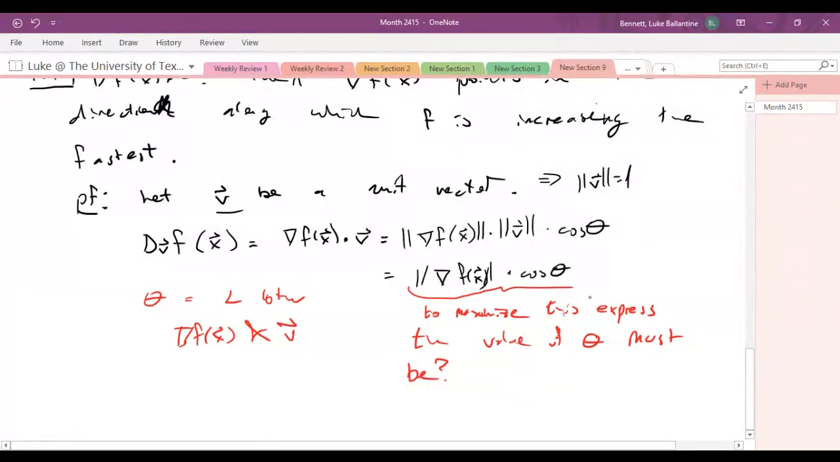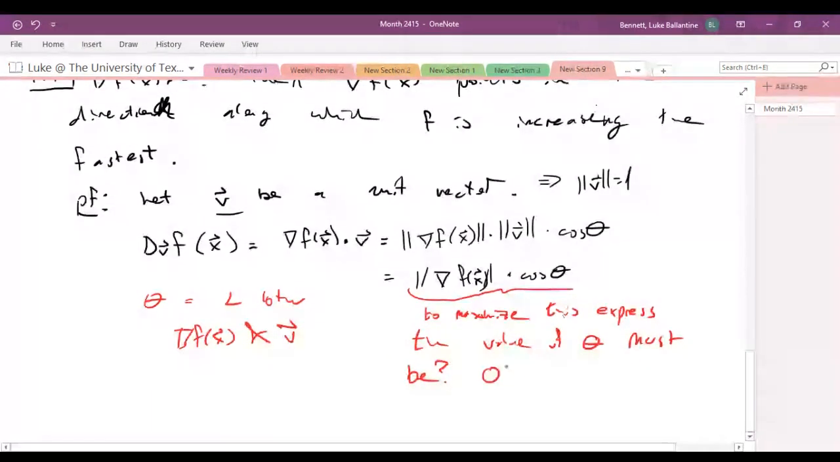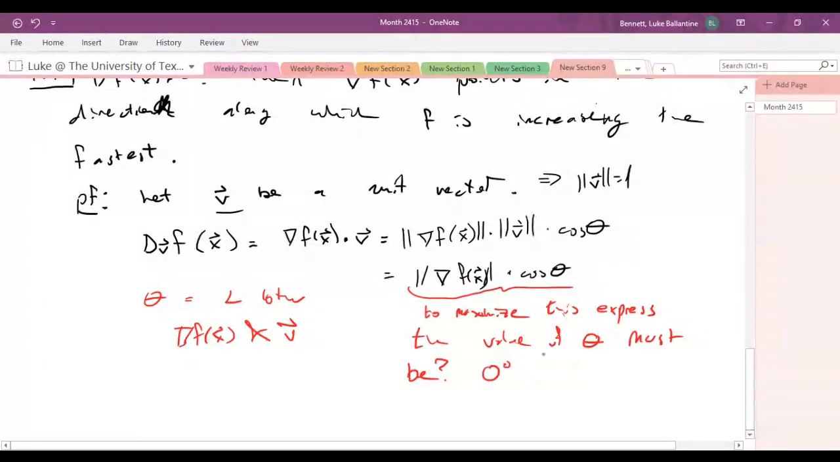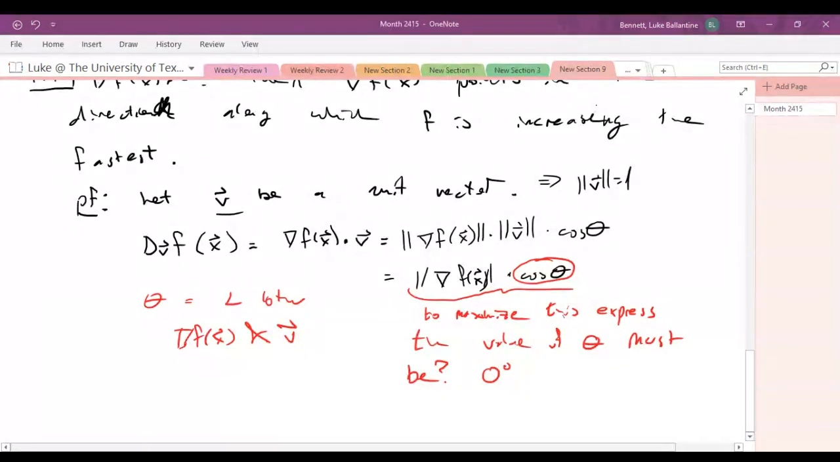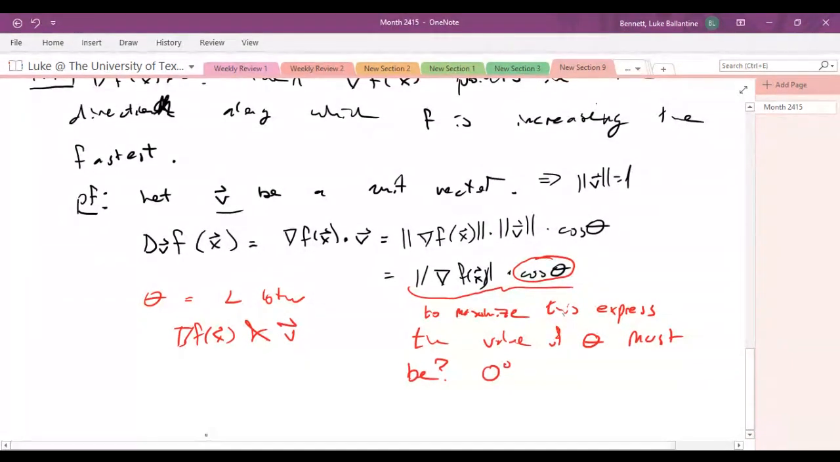Yeah, it is 0. So theta must be 0 degrees or 0 radians, same thing. So the cosine of 0 would be 1. On the other hand, what value of theta minimizes this expression? Remember that the magnitude of any vector is always positive. 180 or pi, yeah, exactly. The other direction. Very good.